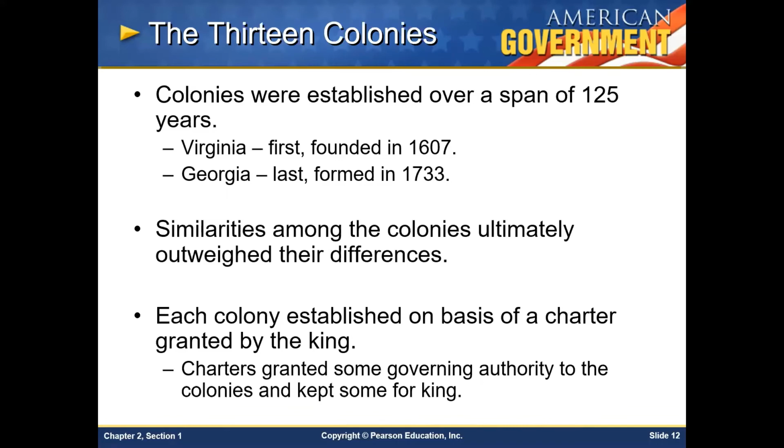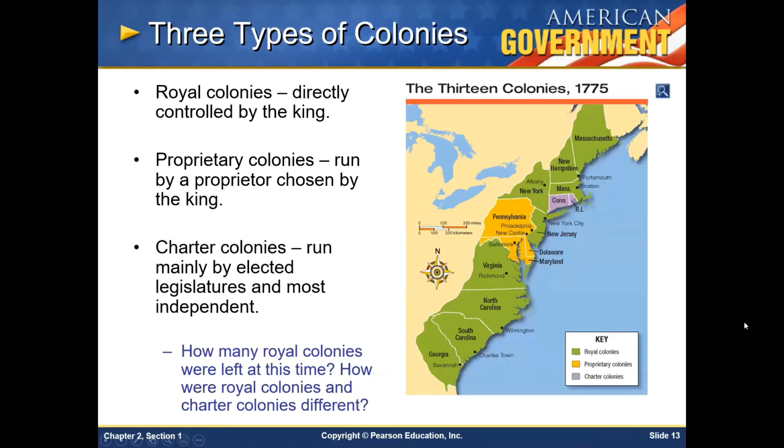But each colony was established on the basis of a charter granted by the king. So the king gave this contract saying, you, as a colony of Great Britain, can go settle in the Americas. And again, it's important to understand that these colonies were still part of England at this point. And so the charters granted some governing authority to the colonies, but kept most of it for the king. And we'll highlight that with each one of the different types. So the 3 different types we see listed there, the royal, proprietary, and charter, and we've got brief descriptions of them.